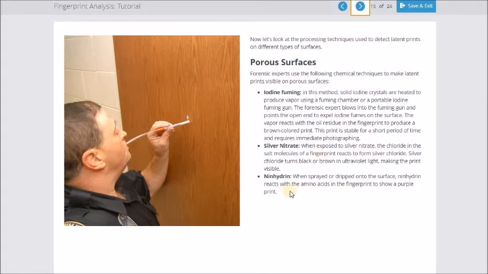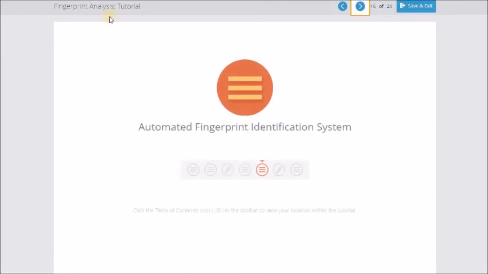And then finally, something called ninhydrin. You spray it like a squirt bottle or something, or you let it drip onto the surface, and it reacts with the amino acids. Now these are things that make proteins, amino acids. So they're all in the fluids that are on your fingerprint, and they react with this ninhydrin to create a purple kind of shape. And again, you can take a picture of that. So we've got three ways to get it off of these porous surfaces.